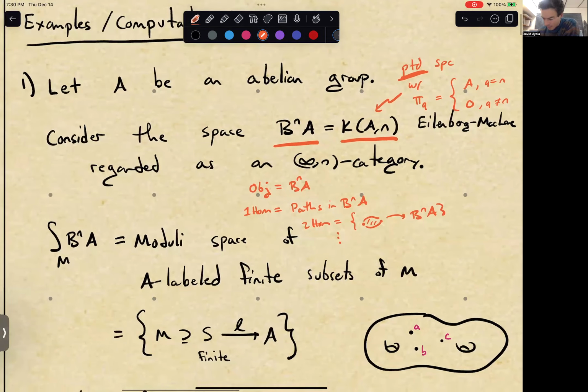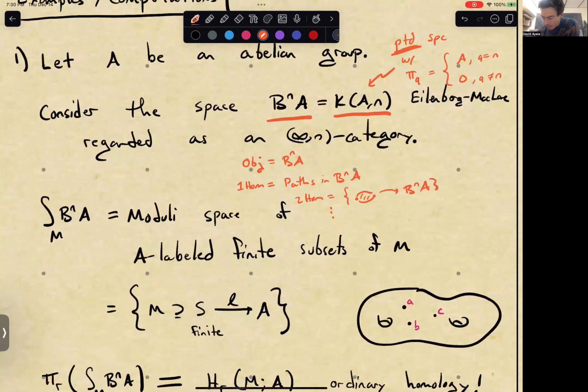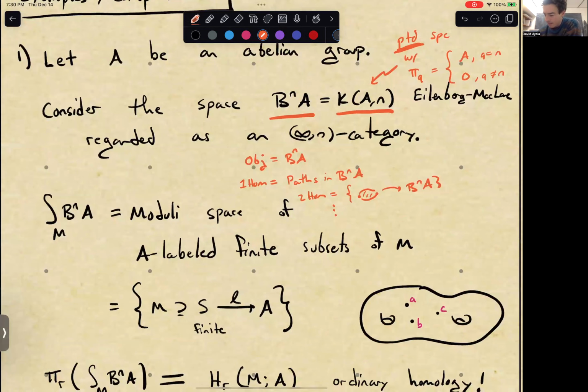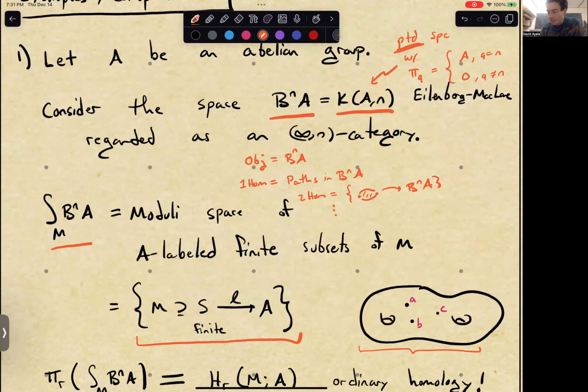Now, it turns out that factorization homology of it is a moduli space of A-labeled finite subsets of M. So here's a way of indicating what it is. A point in there is a finite subset of M, together with a map from that finite subset to A. And here's what a picture looks like. And I hope this feels commensurate with the picture I mentioned a moment ago of point observables. So in a sense, we're thinking of this abelian group as the point observables in this very trivial theory.